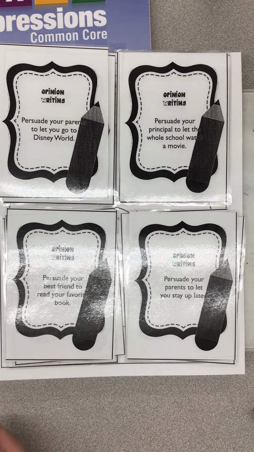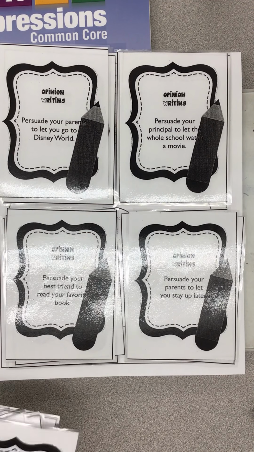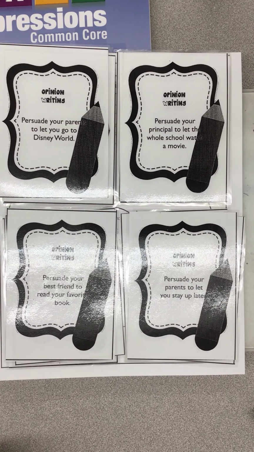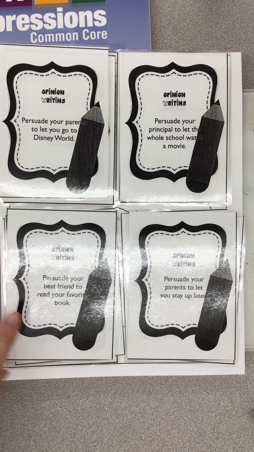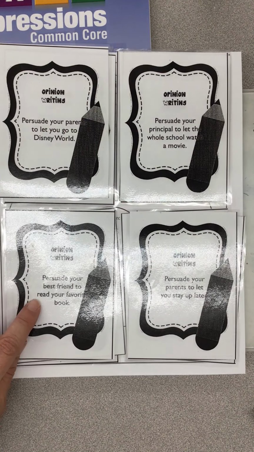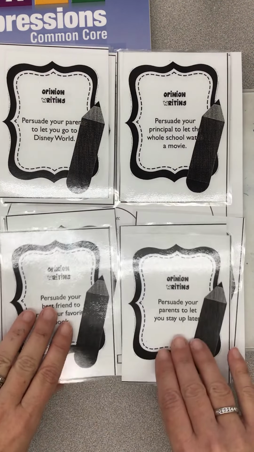So last run through. So on the board we've got persuade your parents to let you go to Disney World. So you're just choosing one of these, Barrett, quietly in your own desk. So it's on here, and it's also in your writer's notebook, on your card that hopefully you added there, the red one about opinion. Persuade your parents to let you go to Disney World. Persuade your principal to let the whole school watch a movie. Persuade your best friend to read your favorite book. Persuade your parents to let you stay up late.